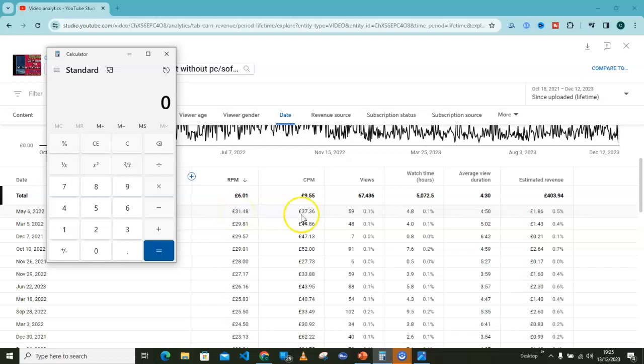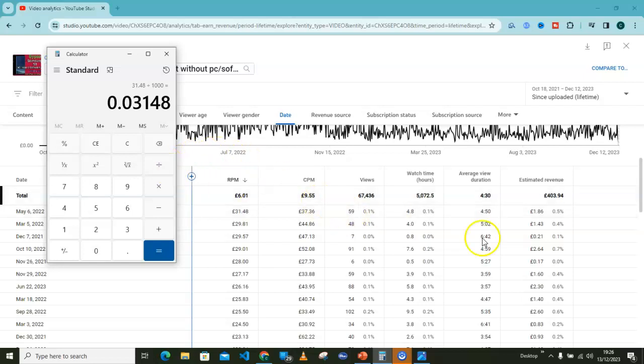So what we can do to get to this figure, £1.86, is this. We go for the RPM, that will be £31.48 divided by 1,000 views, and that will give us 0.03. So what we can do here is to multiply this by the number of views we got on that day. So when you have a look at the views, under views, you could see that this video generated 59 views on that day.